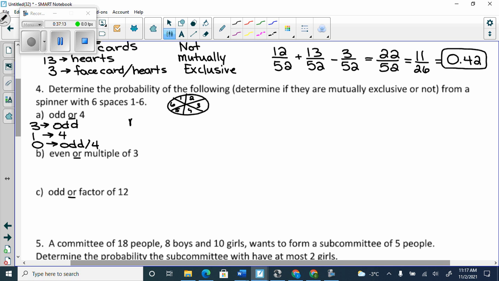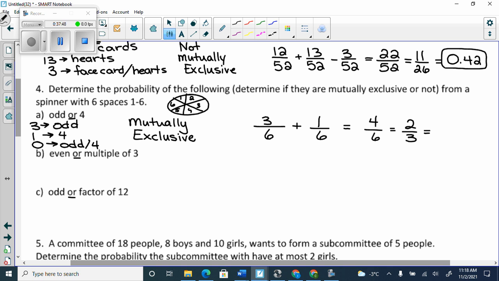So it's mutually exclusive. When it's mutually exclusive, you do it the same as the not mutually exclusive, except you just don't have subtracting off overlap. So we're going to have odd, which is 3 out of how many? 6, plus 4, which is 1 out of 6. And no subtractions, correct? Because there's no overlap. So it's going to equal 4 out of 6, which reduces to 2 out of 3, which gets me 0.67, I believe.